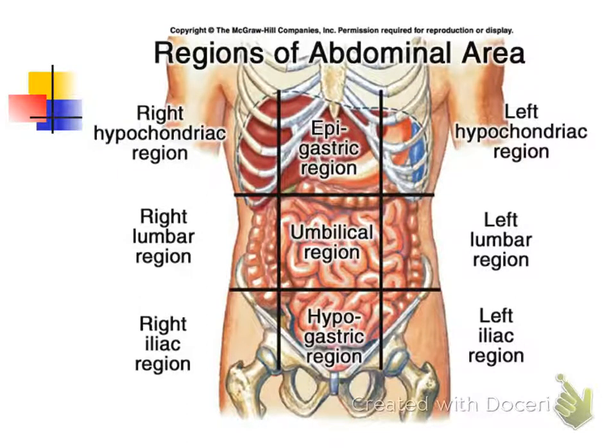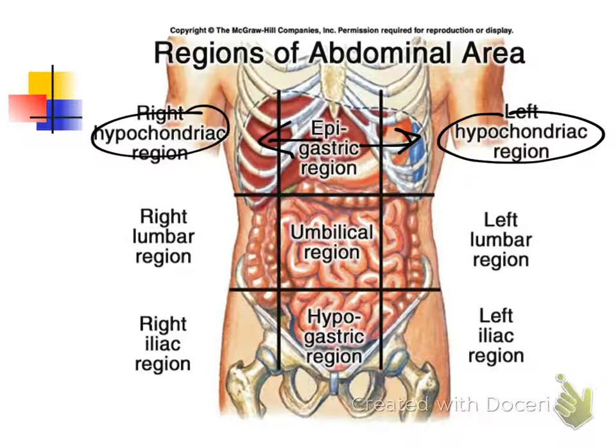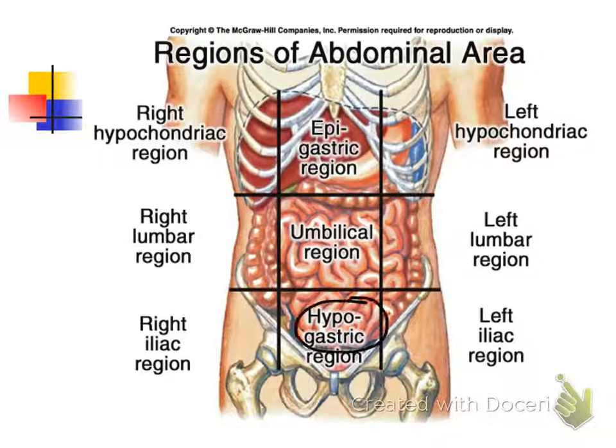There are going to be some issues with confusion, like epigastric and hypogastric. Note that the epigastric is above the umbilical and hypogastric is below the umbilical. Another area of confusion would be hypochondriac and hypogastric. Note that hypochondriacs are on either side of epigastric, and hypogastric is below the umbilical.